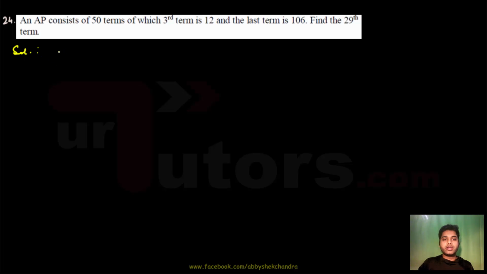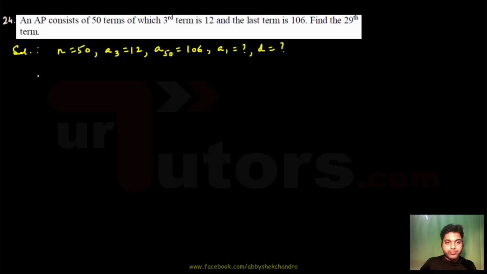Question 24. An AP consists of 50 terms, so n is 50, of which the third term is 12 and the last term, A50, is 106. Find the 29th term. So the first term is not known and the common difference is also not known. So we are going to form two equations using A3 and A50, and then we'll calculate A1 and D, the first term and the common difference, and then using A1 and D we are going to find the 29th term.